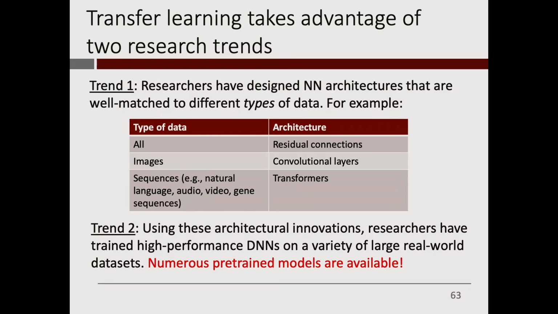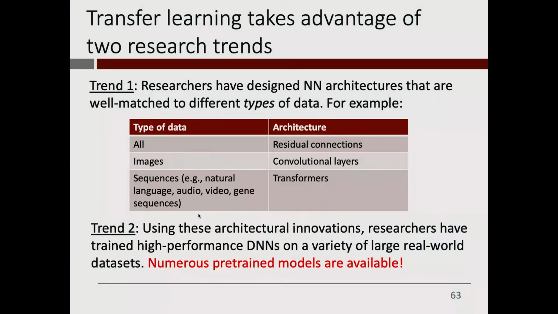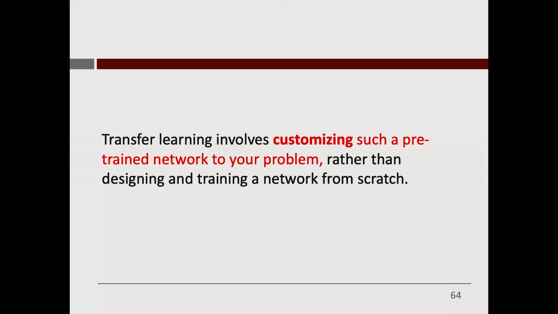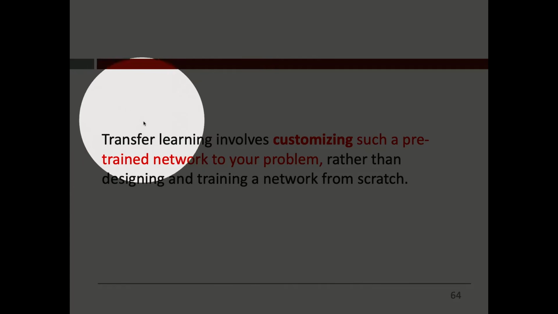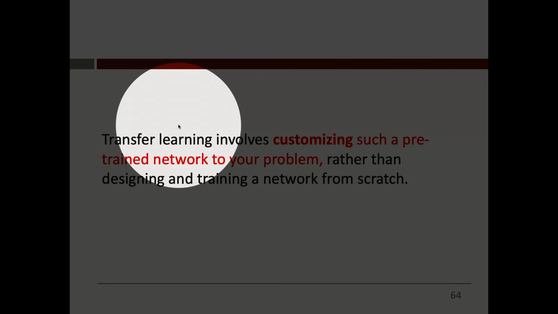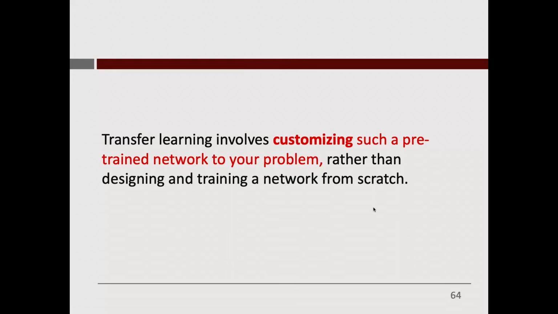The second trend is that researchers have used these innovations to actually create and train models on vast data sets, and thankfully, they've made them publicly available for us to use. So transfer learning is the idea that if you have a particular problem, let's just take a pre-trained network somebody may have already created, and then customize it to our problem rather than build anything from scratch. That's the basic idea.